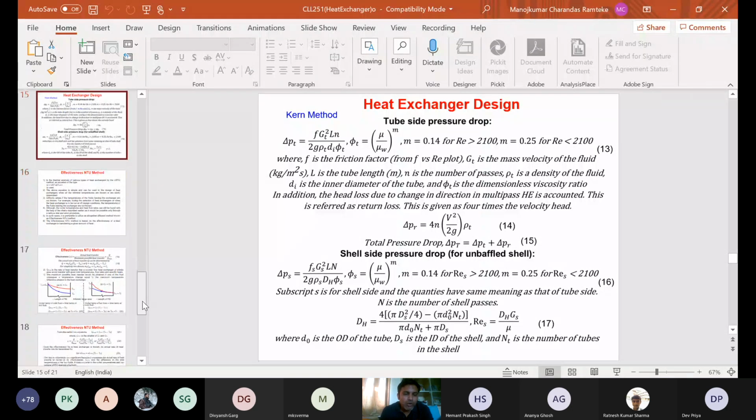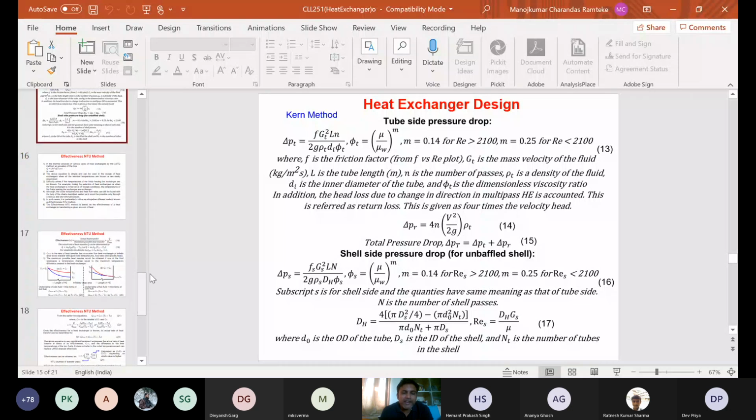Another point is the effectiveness NTU method. Maybe I will ask you one more question. When the effectiveness NTU method is used, what is the rationale behind having it? Sir, it is when we don't know the operating temperatures. Is it correct, or is some modification required in this statement? Sir, it is used when we are designing the heat exchanger and we don't know the final temperatures. When we don't have the final temperature, that is the correct answer.